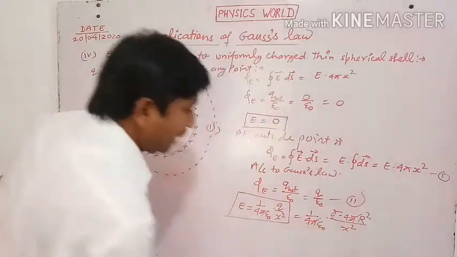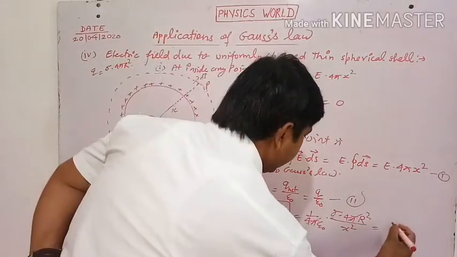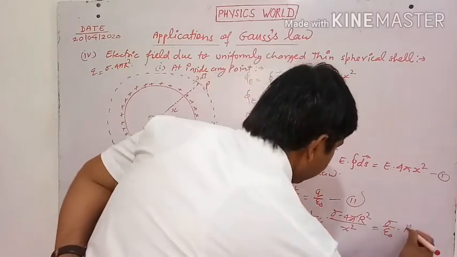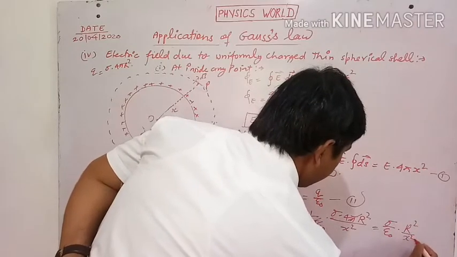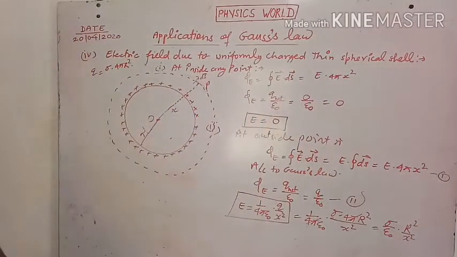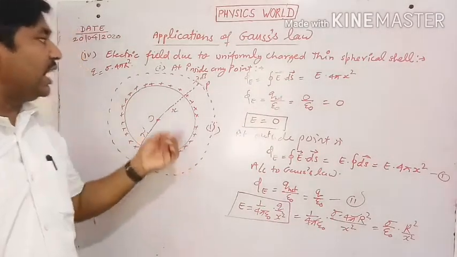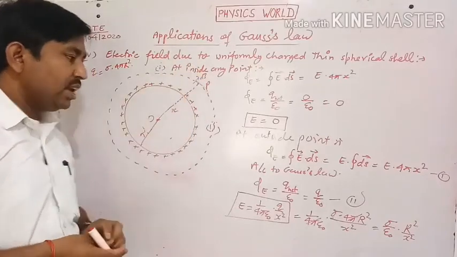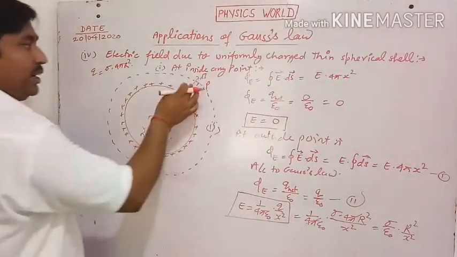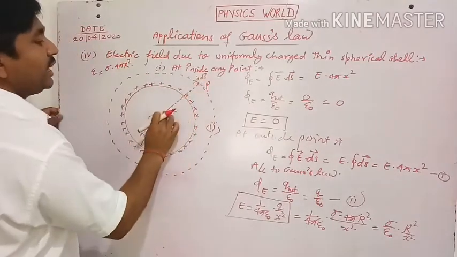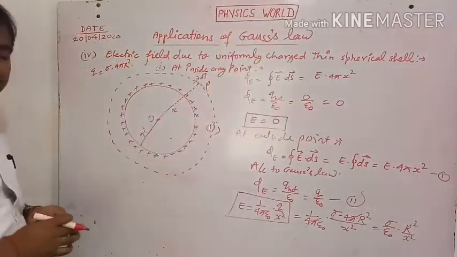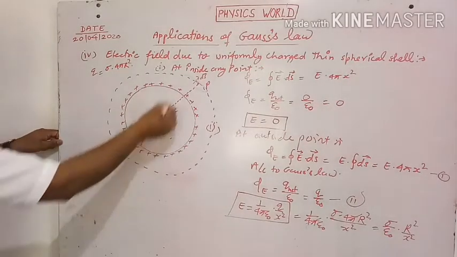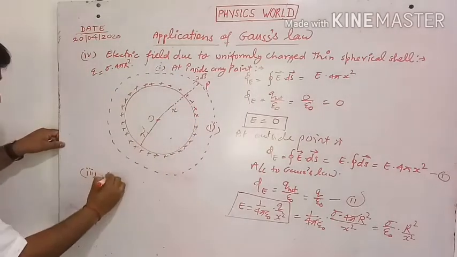So 4 pi and 4 pi will cancel with each other, and E is sigma upon epsilon naught times r square divided by x square. This is the formula for the electric field intensity at this point, which is present just outside the spherical shell, and the direction of the electric field at such a point is always along the normal to the spherical surface.